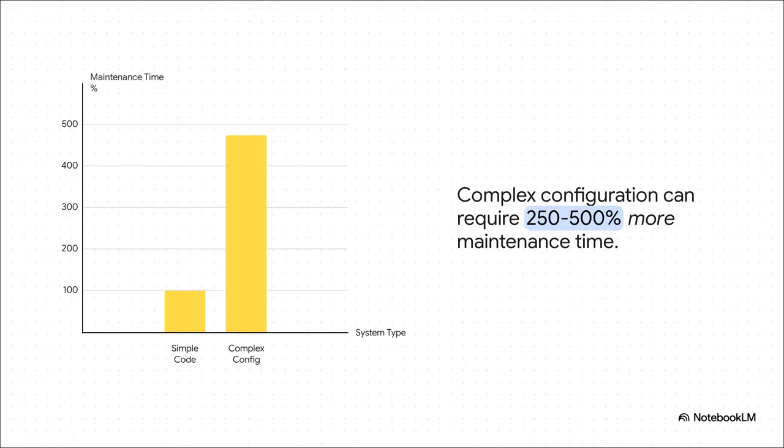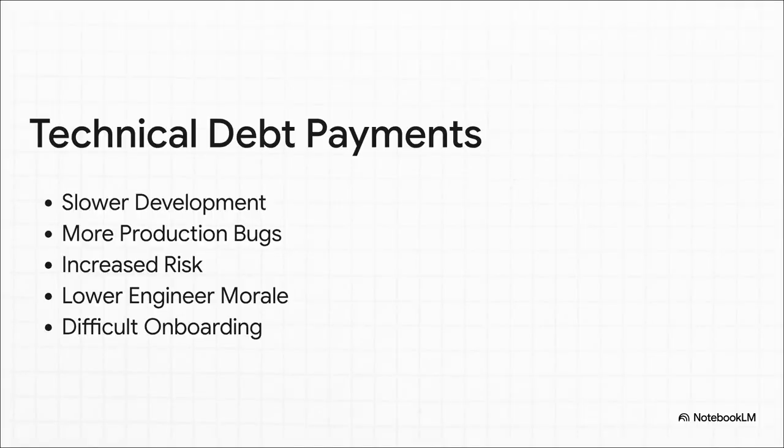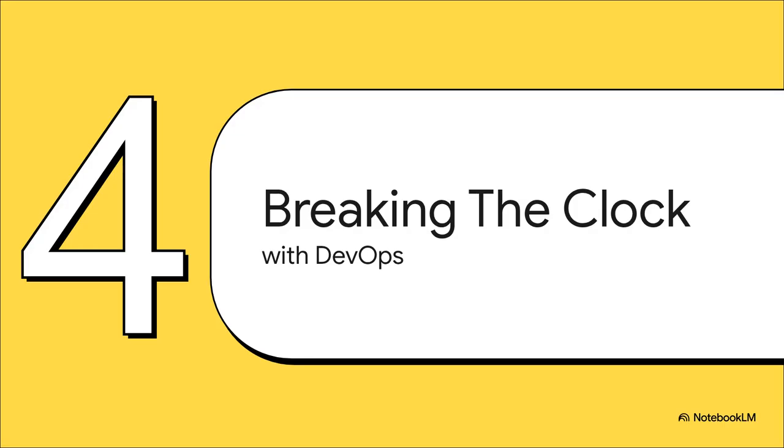And this slide really quantifies the pain. Studies have shown these kinds of complex systems can demand 250 to 500% more maintenance time. I mean, think about that. Developer time is one of your most valuable assets, and it's being burned just fighting complexity instead of building cool new features that actually make money. And you start paying the interest on that debt in very real ways. Your development cycle slows to a crawl. More bugs start slipping into production. The risk of a major outage goes through the roof. And maybe worst of all, your best engineers get demoralized because they're spending all day untangling a mess instead of solving interesting problems.